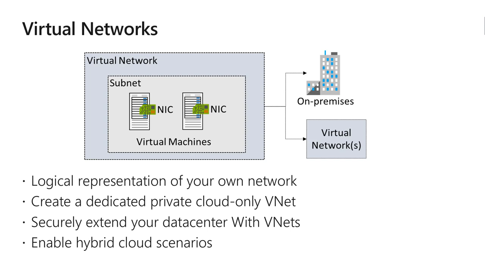You can use the virtual network to first create a dedicated private cloud-only VNet, because sometimes you don't require cross-premises configuration for a solution. When you create a VNet, your services and VMs within your VNet can communicate directly and securely with each other in the cloud. You can still configure endpoint connections for the VMs and services that require internet communication, as part of your solution. Secondly, it securely extends your data center with VNets.